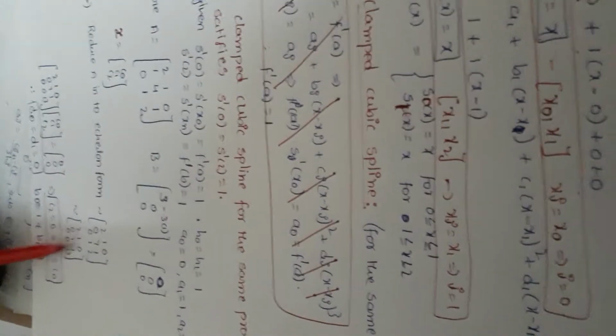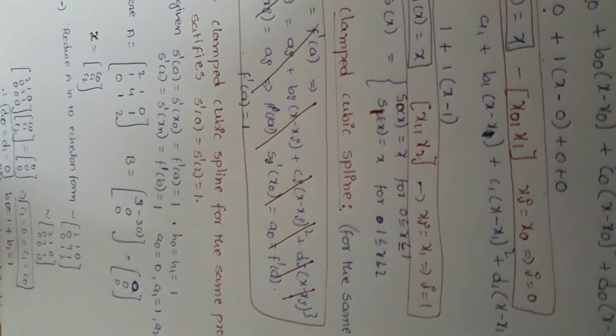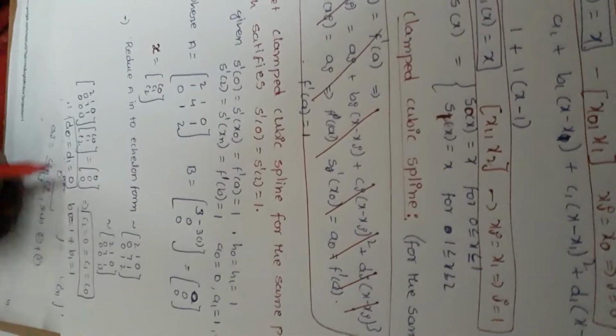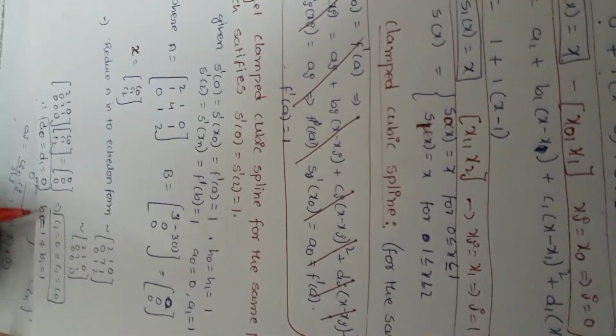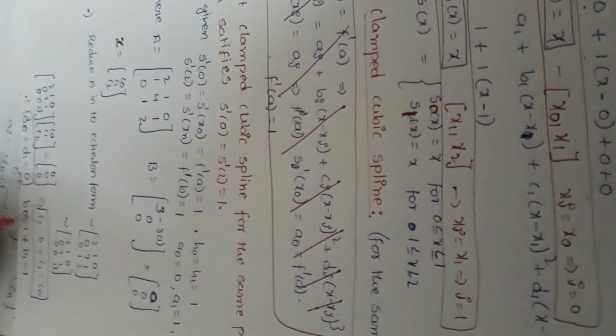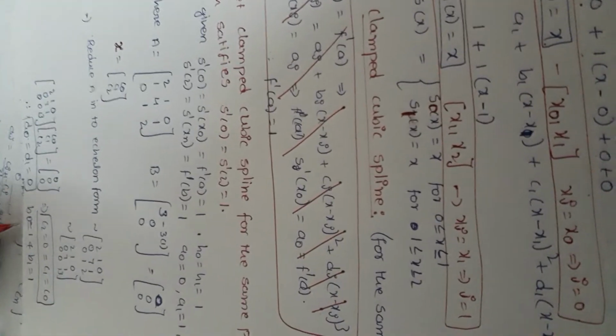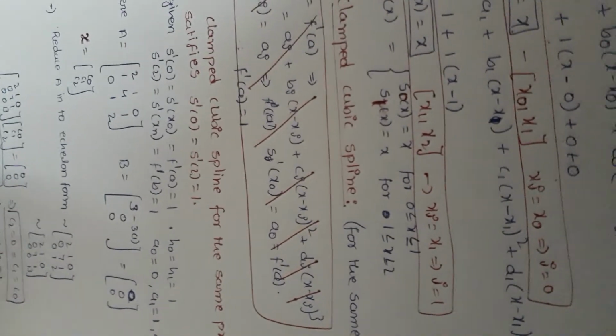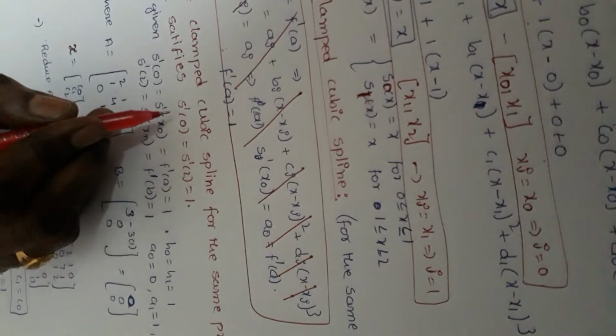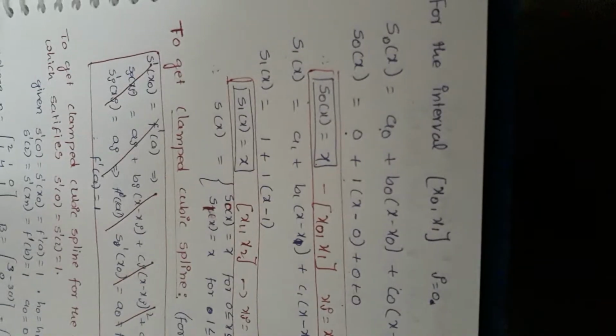So if you reduce A into echelon form, we get 2 1 0 0 7 1 0 1 2. So if you solve, we know all this, we studied in linear algebra. So we can get c2 is equal to 0, c1 is equal to 0 again, d0 is equal to d1 is equal to 0, b0 equals 1, b1 equals 1. So we get the same values again.